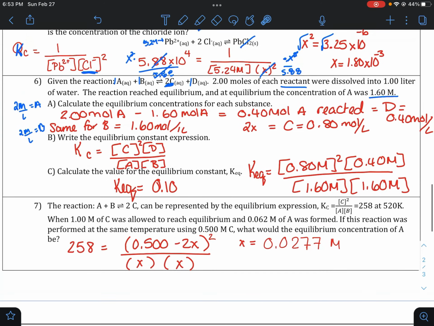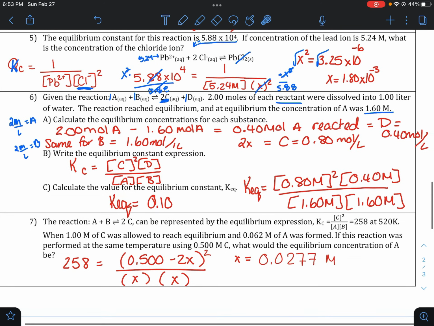And then finally, the last one here, number 7. This reaction, A plus B goes to 2C, represented by the equilibrium expression there, is equal to 258. So that's our K value. When 1 molarity of C was allowed to reach equilibrium, and that molarity of A was formed, if this reaction was performed at the same temperature using half of the concentration of C, what would the equilibrium concentration of A be? So this is a very, very involved problem.